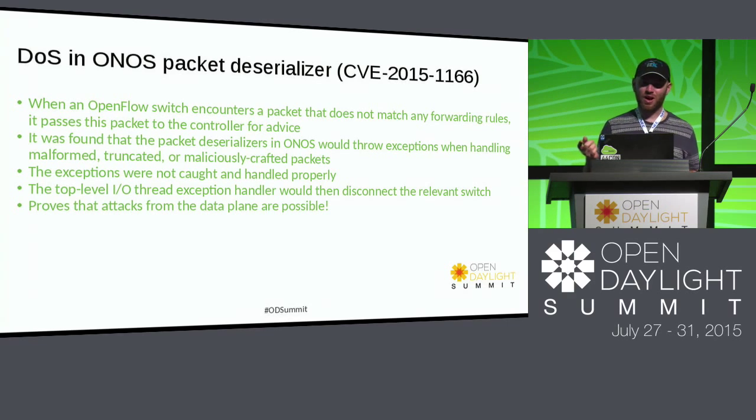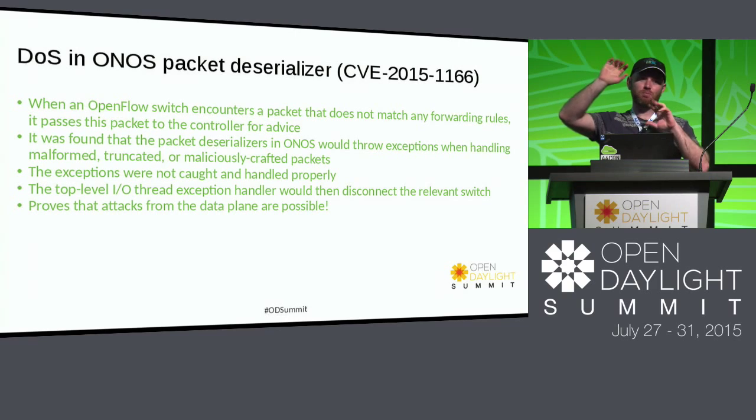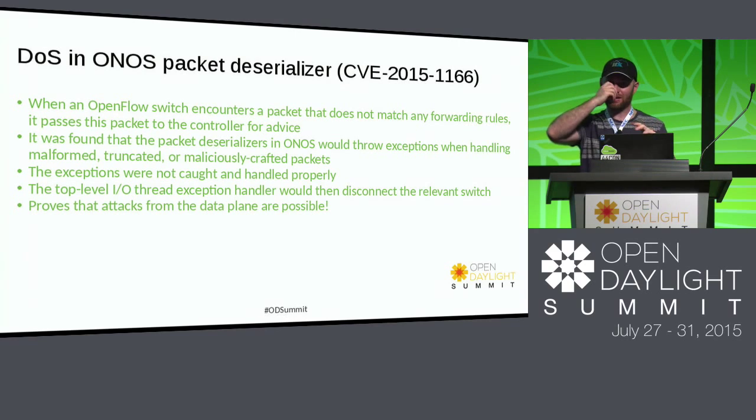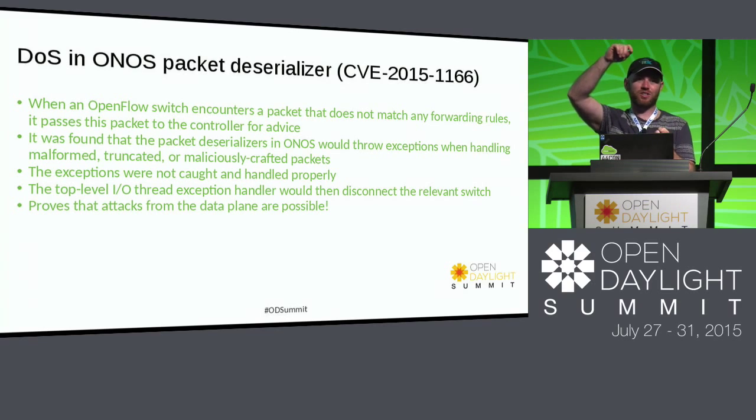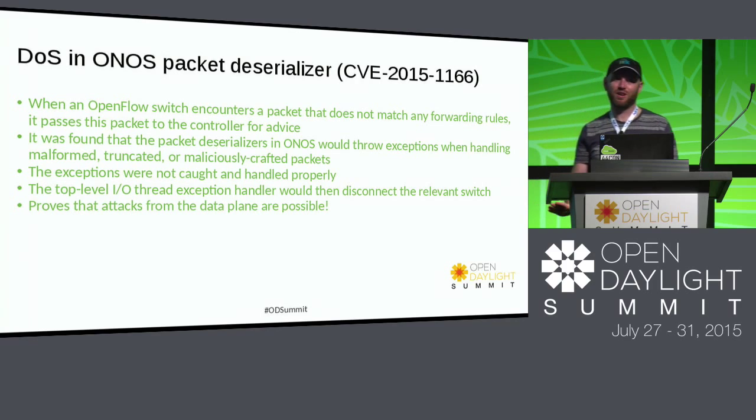And eventually we realized what it was: the switch was saying, I don't have a rule that matches this packet. It was sending the packet up to ONOS, and there was a bug in the ONOS exception handling. Because it was a malformed packet, it threw an exception, but that exception wasn't caught. And so in the end, it just bubbled up to the top-level exception handler, which said, oh, a fatal error has occurred with this switch, disconnect it from the network. So this meant you could send a packet of death through a single switch and have it disconnected from the network. Quite an interesting vulnerability.